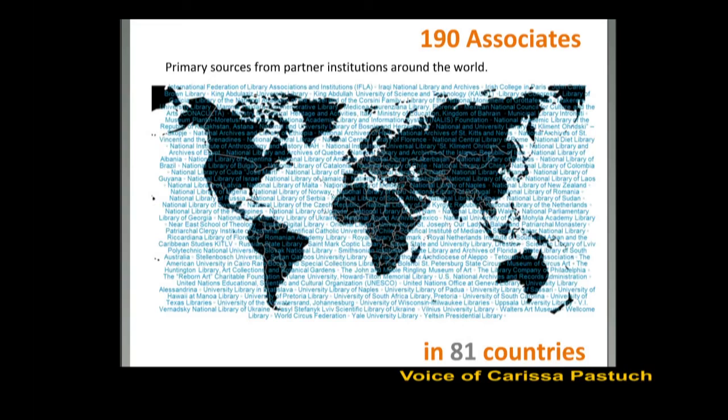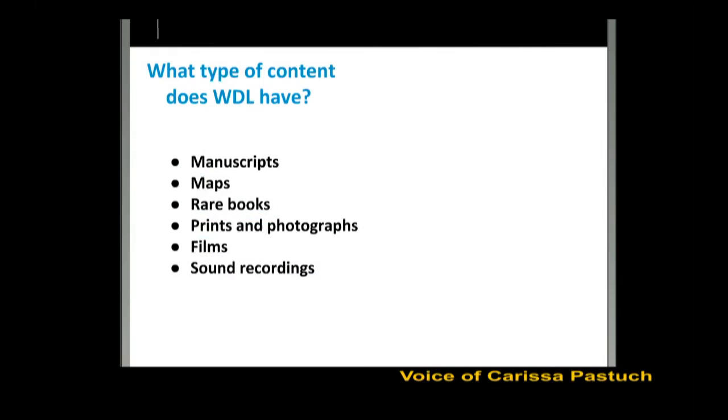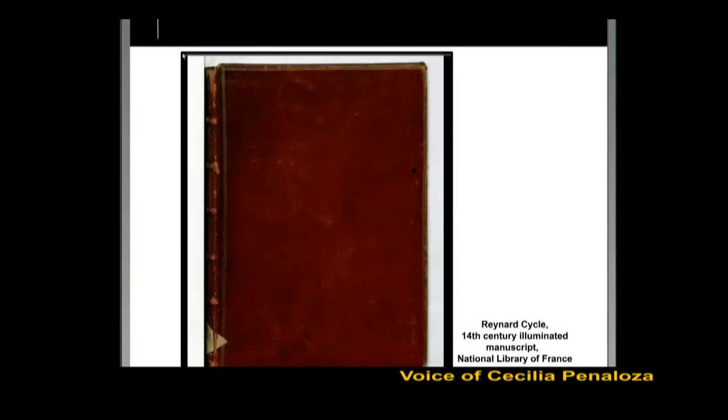Partners may include institutions, foundations, and private companies that contribute to the project in other ways, for example, by sharing technology, convening or co-sponsoring meetings, or contributing financially. Currently, WDL has content from 190 partners in 81 countries. Our digital collection nowadays is composed of more than 12,000 items. Among those are manuscripts, maps, rare books, prints, photographs, films, and sound recordings.